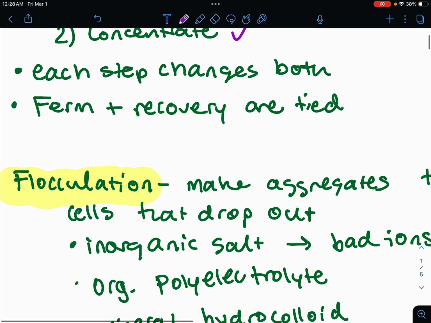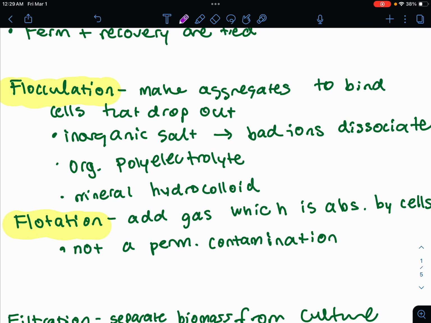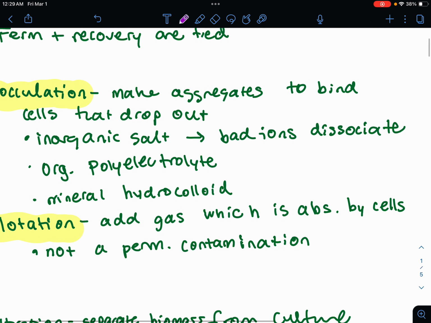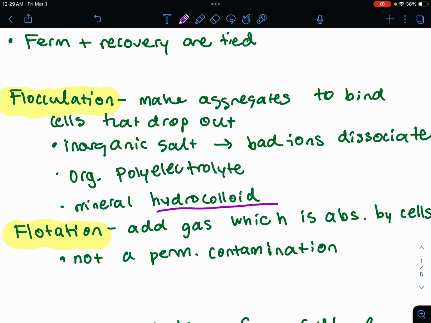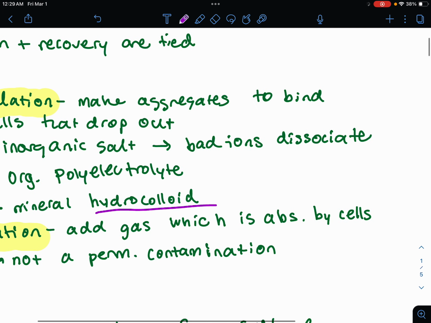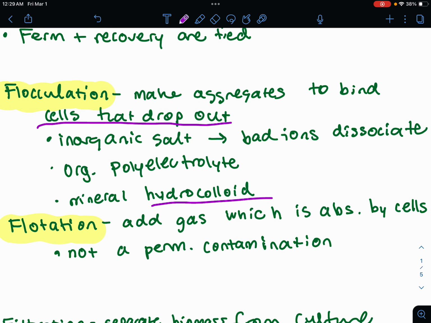Again, fermentation and recovery are integral processes. Fermentation actually leads to recovery. So we have two methods here. We have flocculation, which is the addition of inorganic salts, so things like NaCl, just halogen salts. You could also add organic polyelectrolytes into the system, and you could also add mineral hydrocolloids. The purpose of adding the salts or the polyelectrolyte or the hydrocolloid when you're doing flocculation is to make aggregates that will bind to the cells and drop out of the solution. Again, you're trying to separate cell from the product.